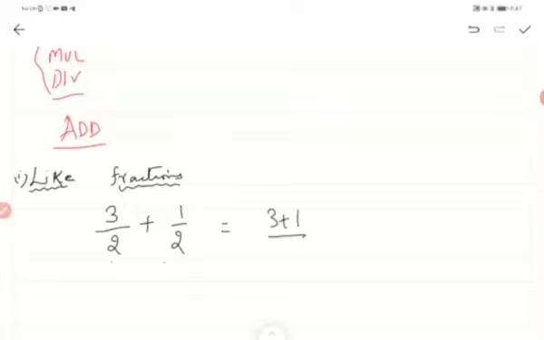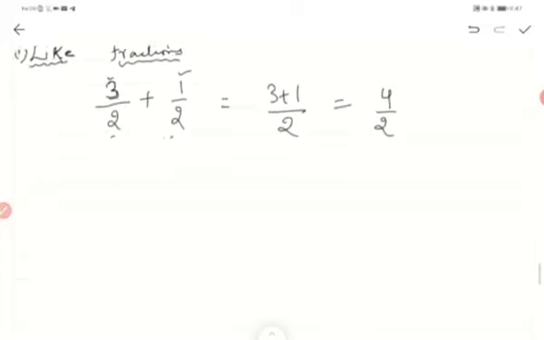So let's see first the addition of like fractions. If you have like fractions, it's very easy to add. For example, if I have 3 by 2 plus 1 by 2, since denominators are same, I can write this as 3 plus 1 by 2. I will just add the numerators because denominators are equal, so that means they are like fractions. So I will get 4 by 2.